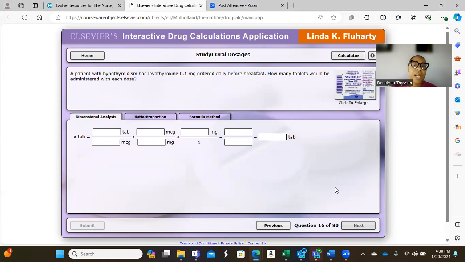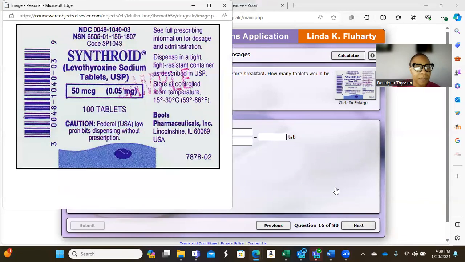A patient with hypothyroidism has levothyroxine 0.1 milligrams ordered daily before breakfast. How many tablets would be administered with each dose? What am I looking for? I'm looking for tablets. Because I'm looking for tablets, that's what I start off with. So what do I know about tablets? Let's click our label to see.